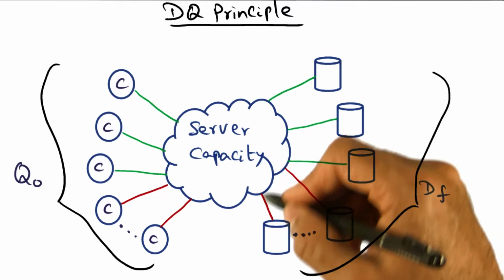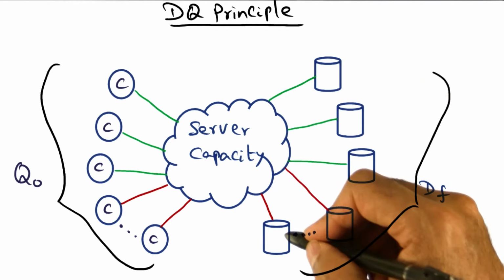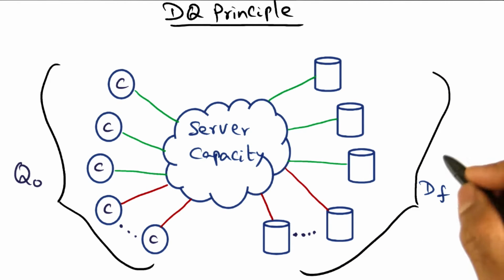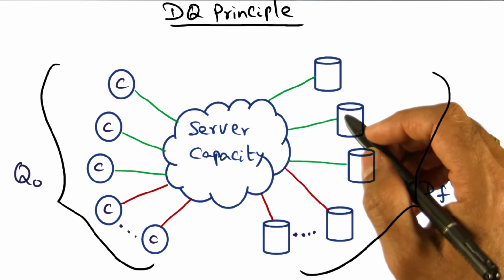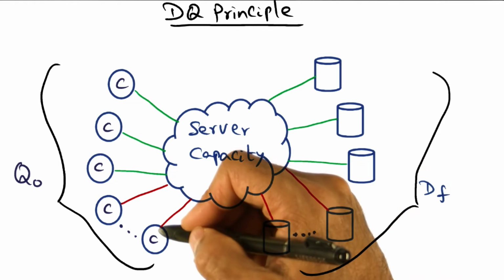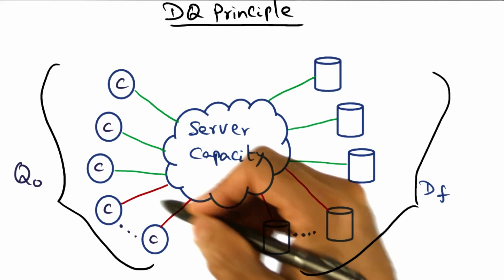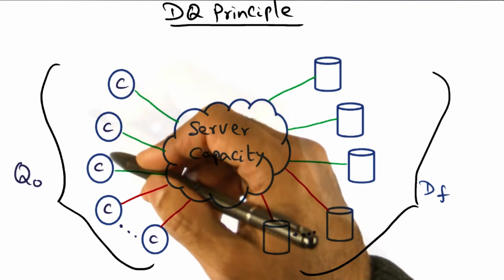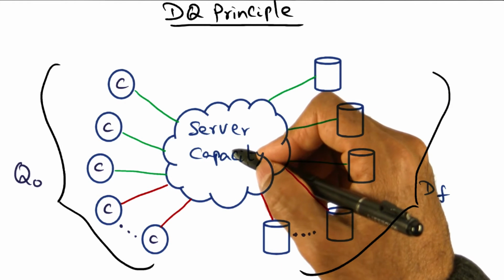The server has all the data that is required for dealing with incoming client queries. So DF is the full data set that is required for handling any incoming queries to the server. Now clients come in with their queries, and we will call Q0 the offered load to the server, meaning this is the amount of requests that are hitting the server per unit time.